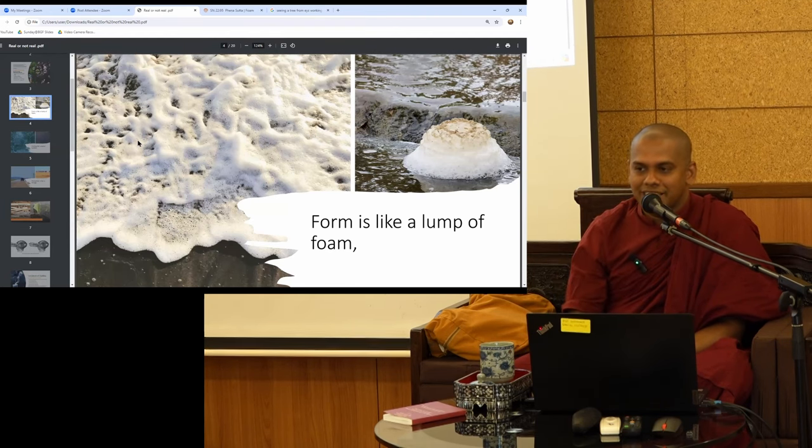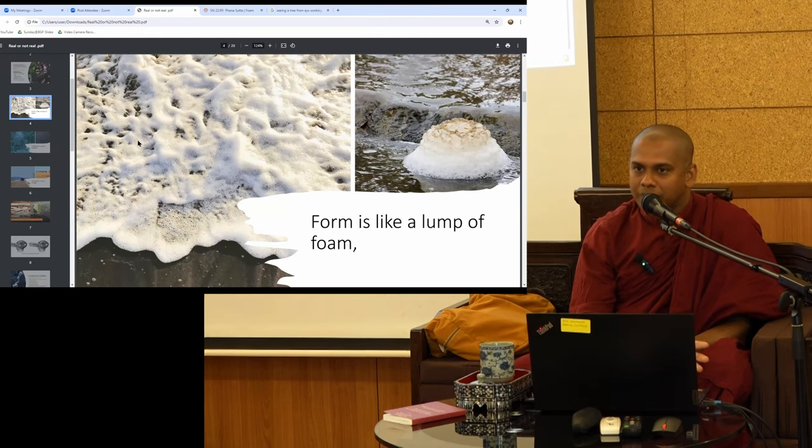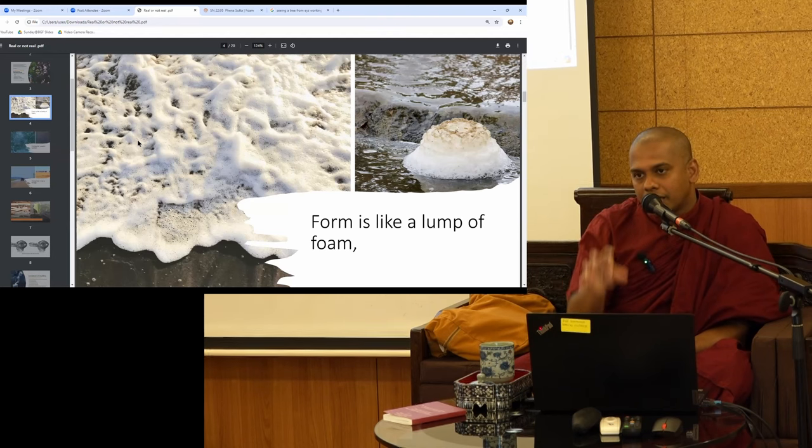Only cessation is there. That's why Buddha says in the Dhammacakkappavattana Sutta, at the end of the Sutta, 'yam kinchi samudaya dhamma sabbantam nirodha dhamma.' Whatever is arising, all of that is unborn dhamma, unborn.